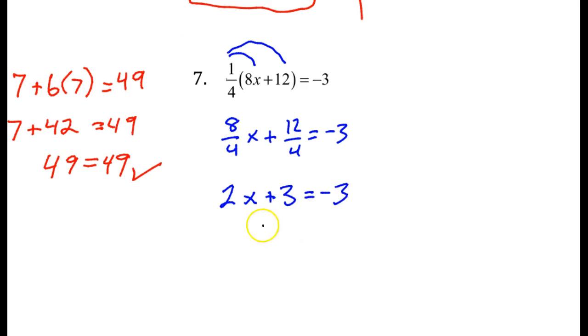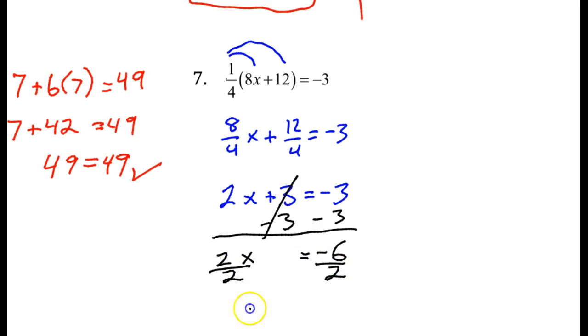Alright, now let's solve it. Subtract 3 on both sides. 2 times what is equal to -6? And when you divide both sides by 2, you'll get x equals -3.